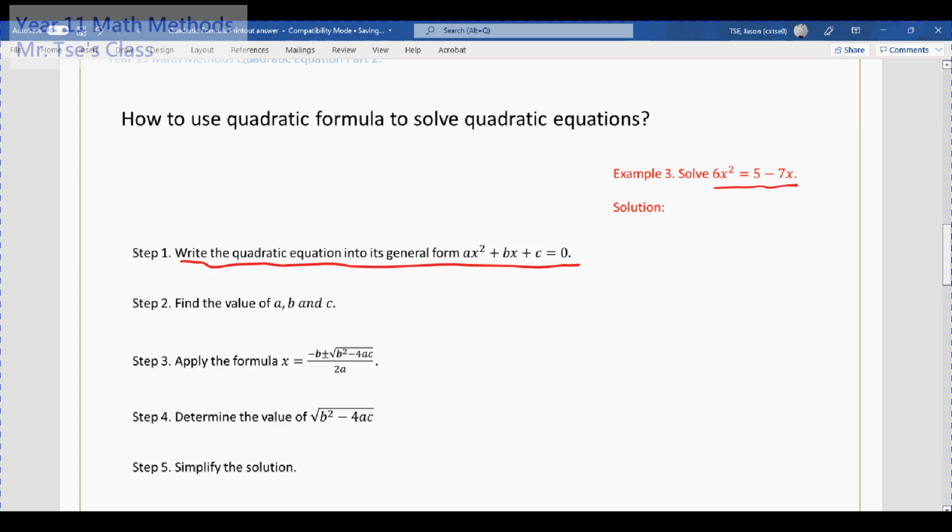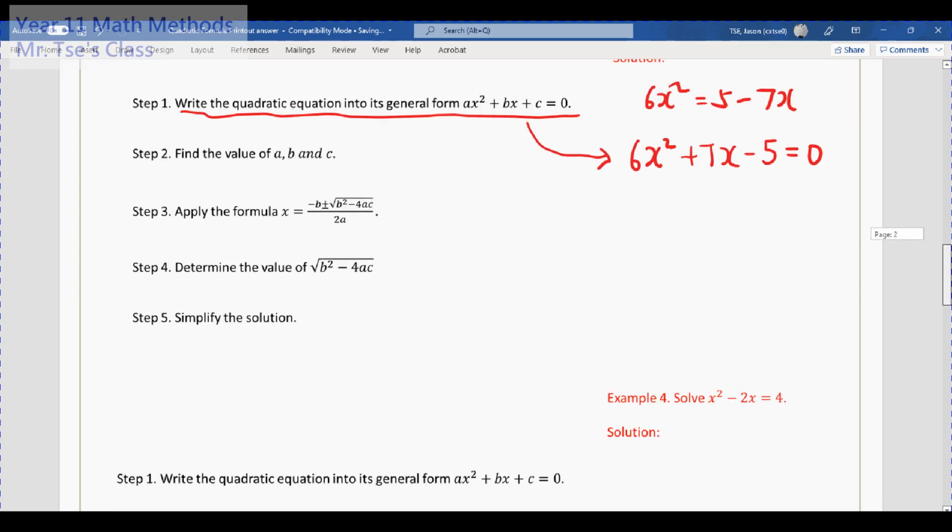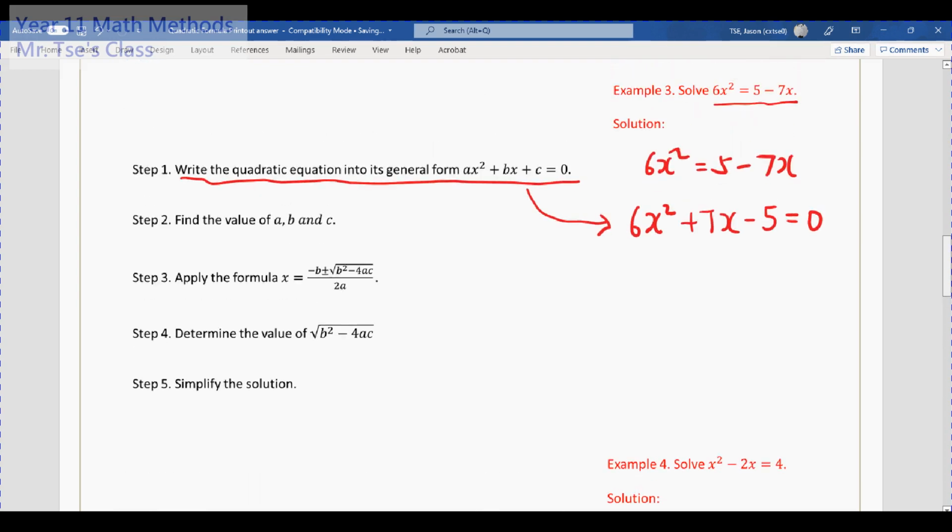Is that okay? So like in this case, 6x squared, let me copy the question again. Okay, so this is not in the general form. So your step 1, you have to rearrange it. That minus 7x, you need to bring to the left hand side and make it plus 7x, and that 5, you bring to the left hand side, becomes minus 5. Okay, so right now you can see you pretty much have a proper form. Then you could find the values of A, B and C.